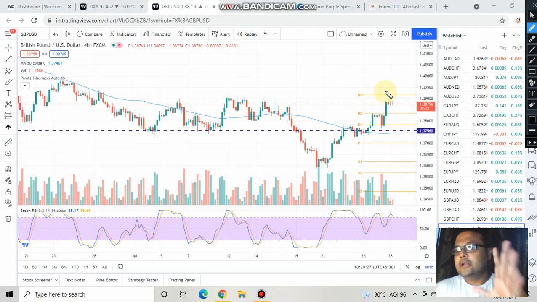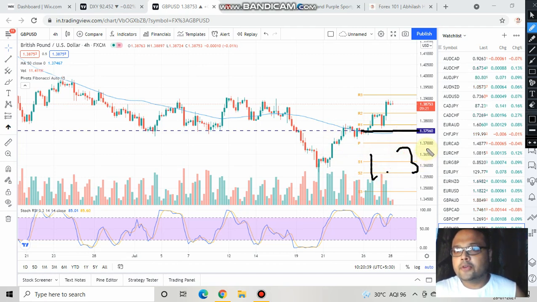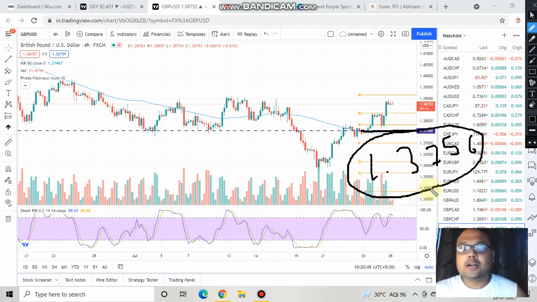So according to the present setup of the chart, the best trading opportunity is this support level. This support level is the most safe option for the chart right now. 1.3756. This is the most safe level in the chart right now.